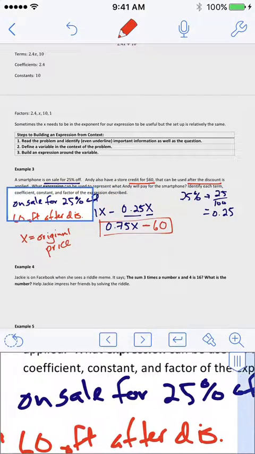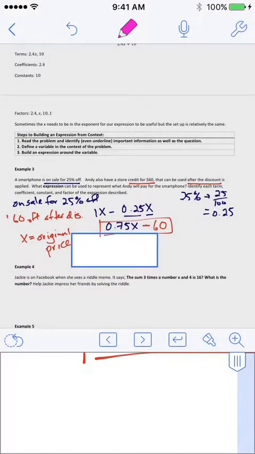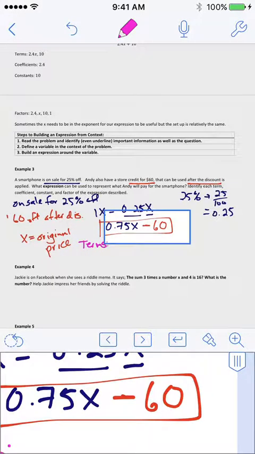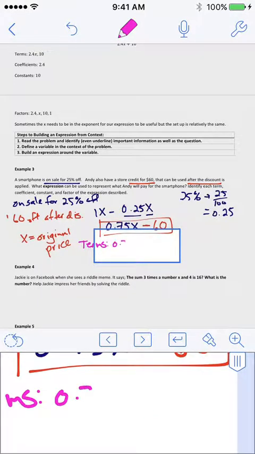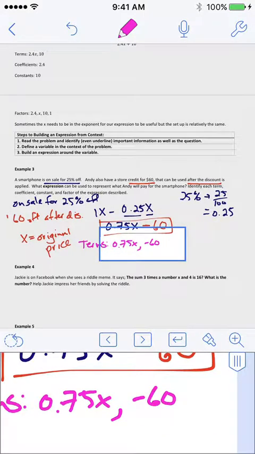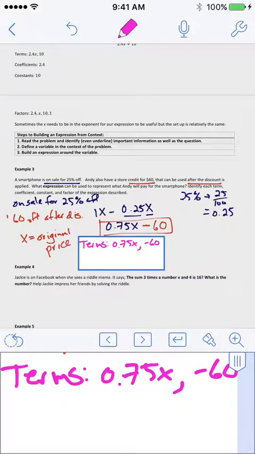Alright, second part of the question says to identify terms, coefficients, constants, and factors. So let's go ahead and do that. Terms are the ones separated by plus or minus. In this case, we've got how many? Just the 1, 2 of them. Awesome. So 0.75x and negative 60. Yes, that second term is negative 60. The subtraction comes with it, because if you say it's 60, then you're telling the audience that Andy's going to pay an extra 60 bucks for some reason. Which usually you end up doing anyways, but still.